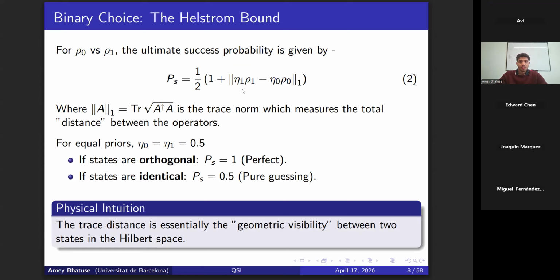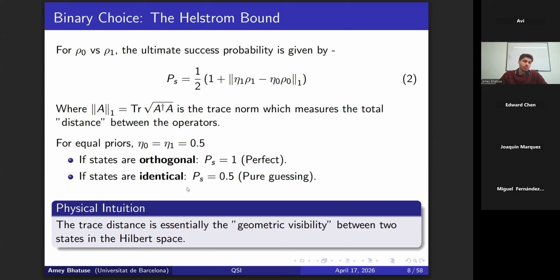And to explain this a bit more, this quantity is essentially the trace norm, which basically measures the total distance between the operators. In the special case where you have equal priors, that is, the states have equal frequency, 0.5, then if the states are orthogonal, you can perfectly guess. And it makes sense. If the states are orthogonal, then you can always have a measurement that shows which state it was, because it will give different outcomes for the two states.